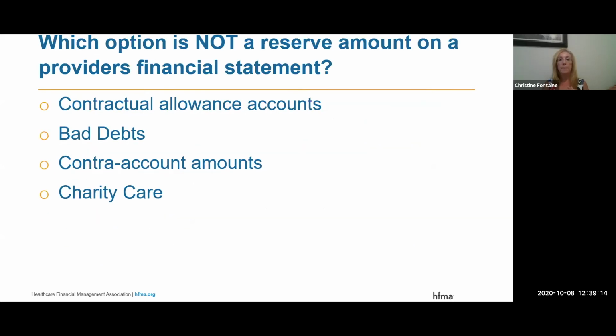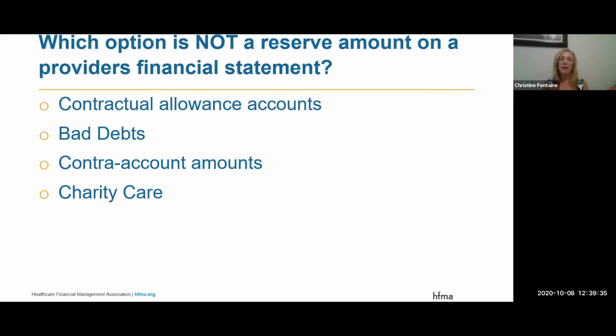Okay. So which option is not a reserve amount on a provider's financial statement? Certainly contractual allowance accounts are. Bad debts are going to be on the financial statement. Charity care will be on that.